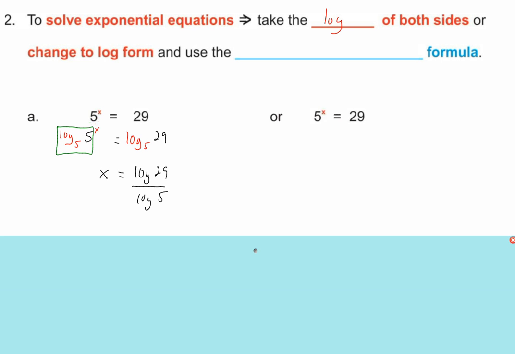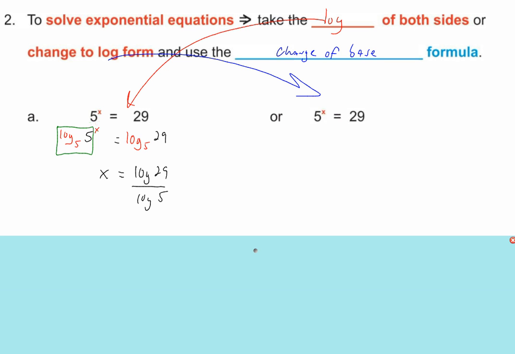Now, I know what some of you are saying. Wait a minute, isn't that just changing the form? Yeah, on this one. So again, the left side was taking the log of both sides. The right side is changed to log form. Oh, and by the way, I never finished the blanks, right? And use the change of base formula. That change of base formula is always going to come in.